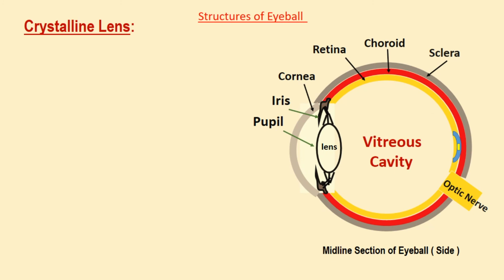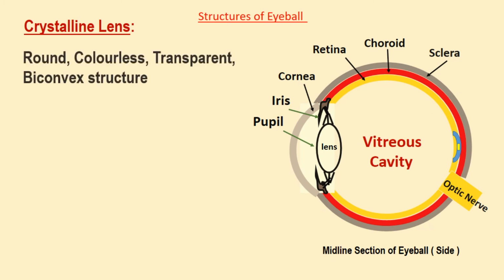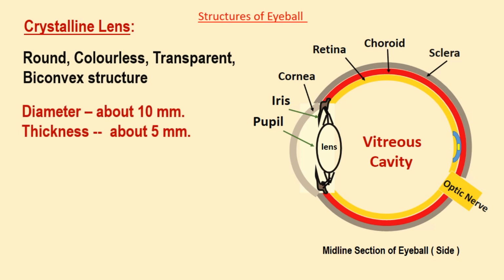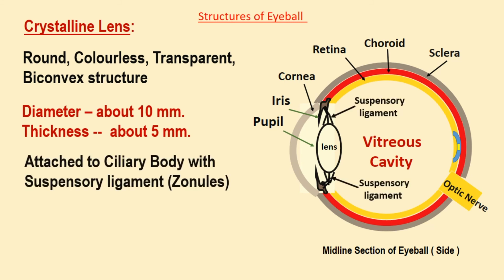The crystalline lens. The crystalline lens, commonly known as the lens, is a round, colorless, transparent, biconvex structure inside the eyeball. Its diameter is about 10 mm and thickness 5 mm. It's the main refracting medium of the eyeball and remains suspended with suspensory ligaments or zonules that are attached to the ciliary body. The lens also serves as the autofocus mechanism of the eyeball.